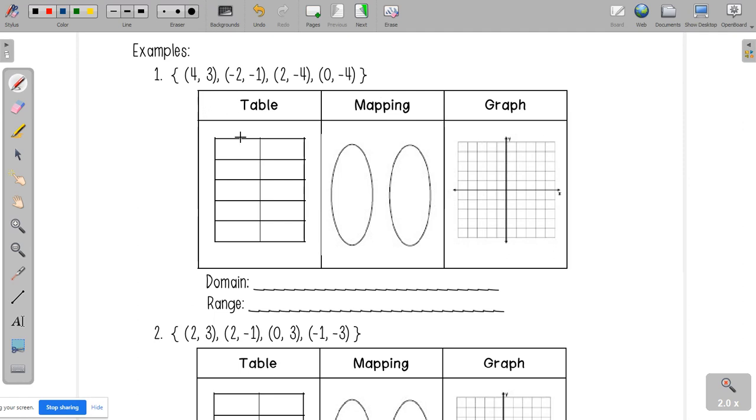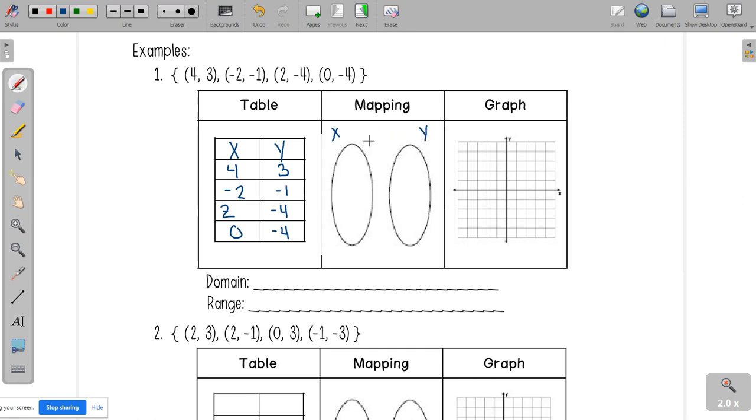So to make a table, we list out our x and our y values. And we have to keep the point together in one line. So we have 4, 3. 4 is our x, 3 is our y. Then we have -2, -1. Then we have 2, -4, and 0, -4.